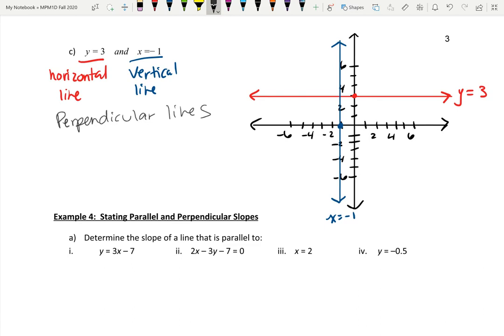Okay, so the slopes are negative reciprocals of each other. A slope of 0, the negative reciprocal of it is undefined. Or just to make note, horizontal and vertical lines are always perpendicular.